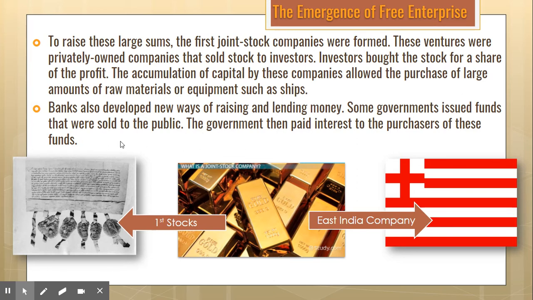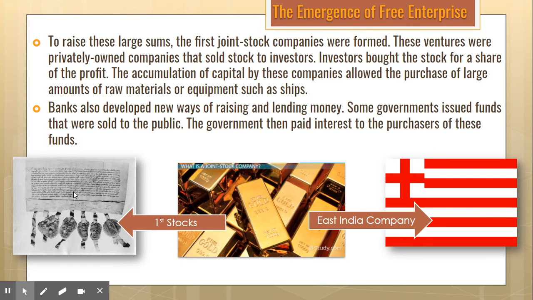So banks also developed new ways of raising and lending money. So banks came up with ways to raise money, and you start to get into interest and all that other stuff, but they would lend money expecting you to pay them back more. So that's what a bank does. So some governments issued funds that were sold to the public. So even governments started to do kind of what's like a stock. And the government then paid interest to the purchaser of these funds, what ends up being a bond.